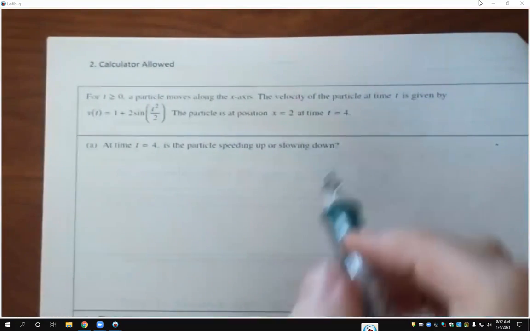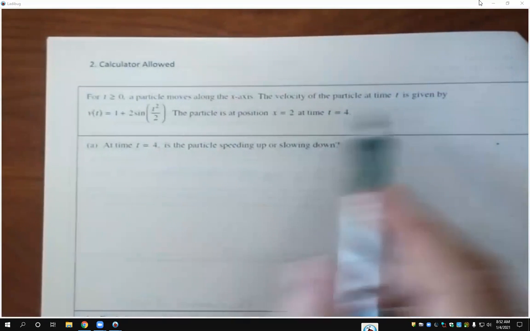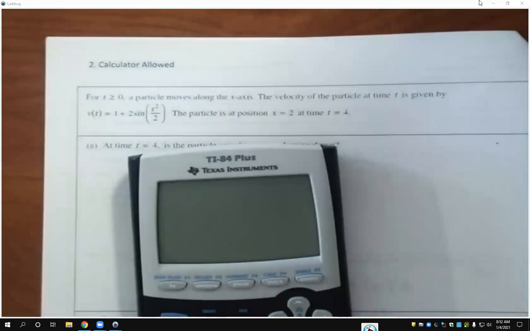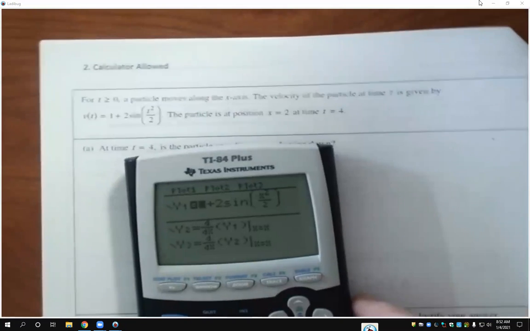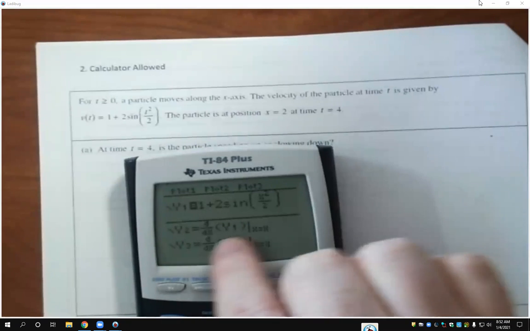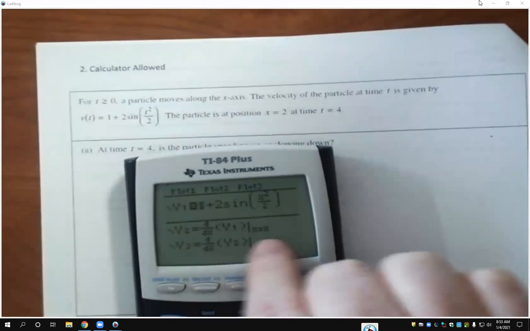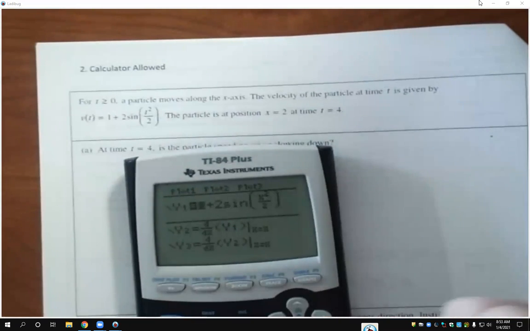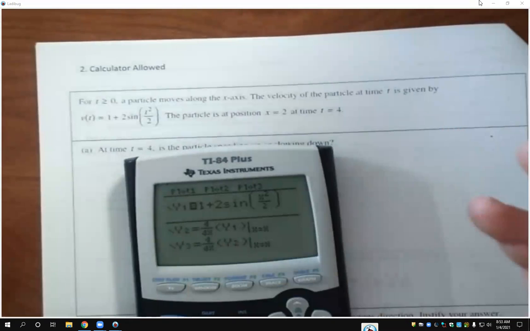All right, number 2. We have a particle moving along the x-axis, so it's moving horizontally. The velocity of the particle at time t is given by the function. I went ahead and put that function into y1, keeping in mind that this is velocity. So even though I have the derivative of y1 and then the derivative of y2, I'm not going to need this because we do not need the third derivative here. Remember, velocity is the first derivative of position and acceleration is the second.